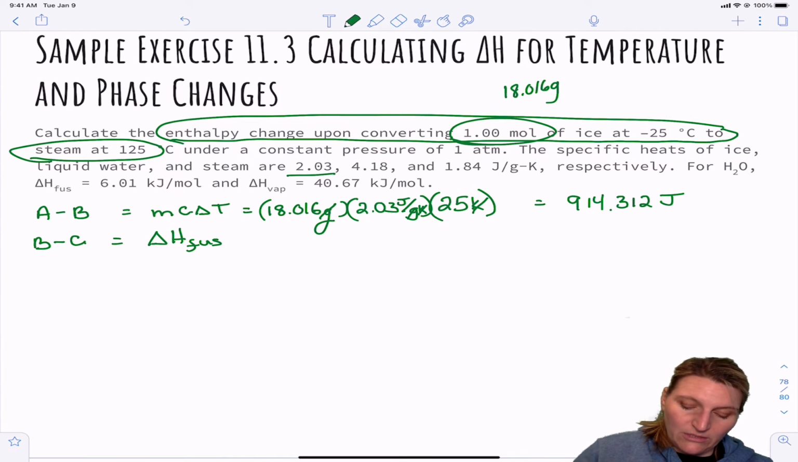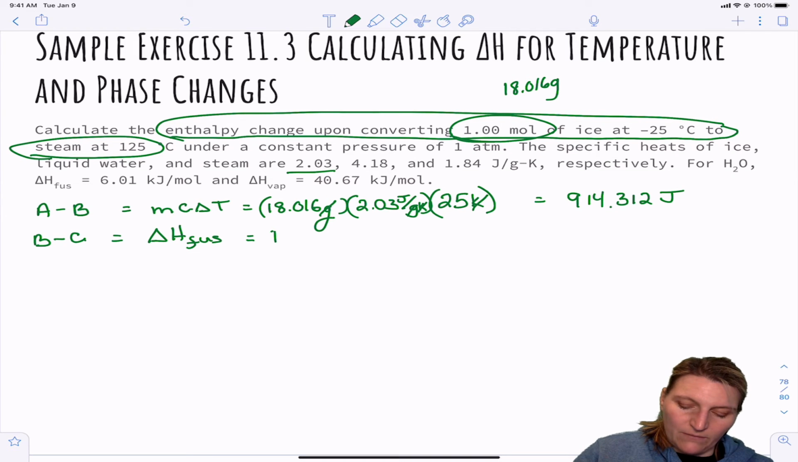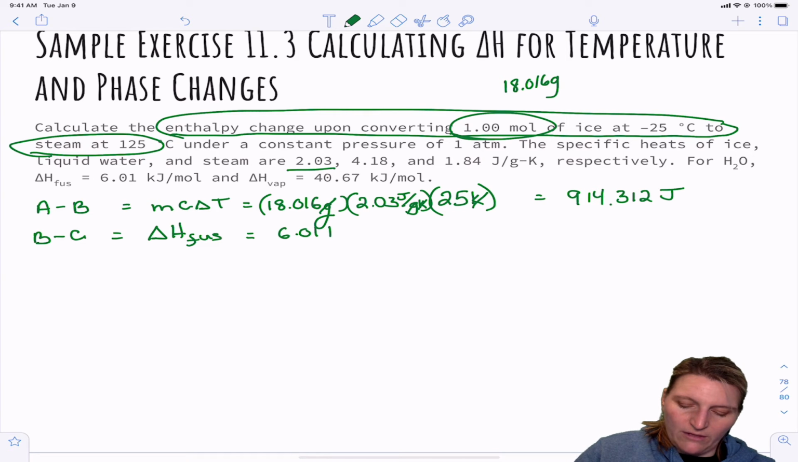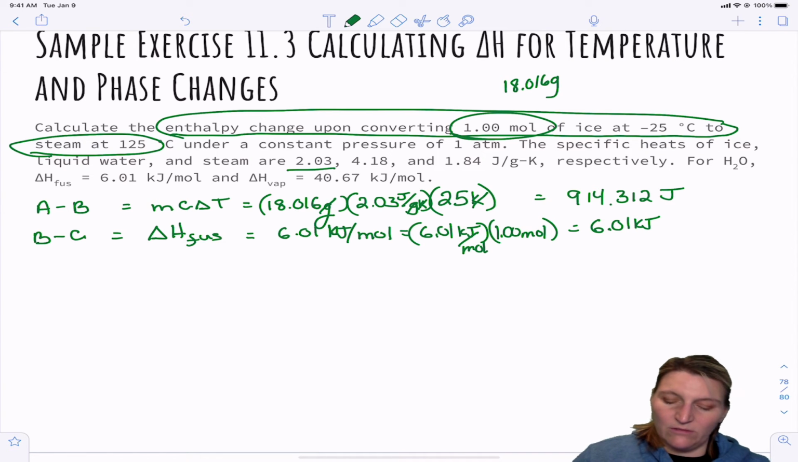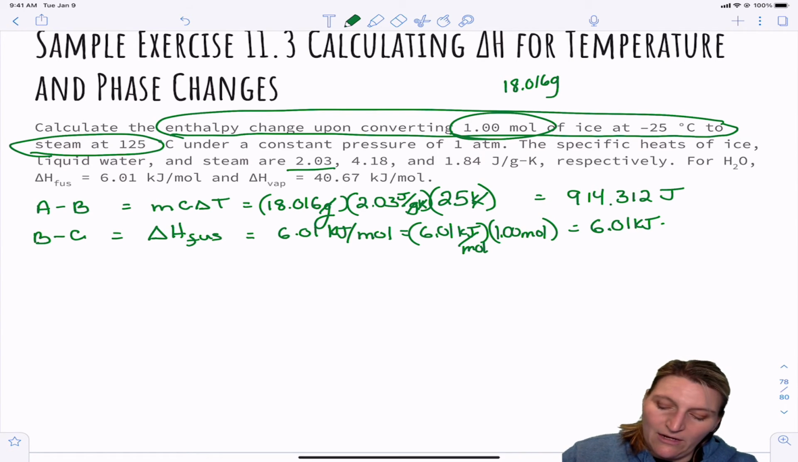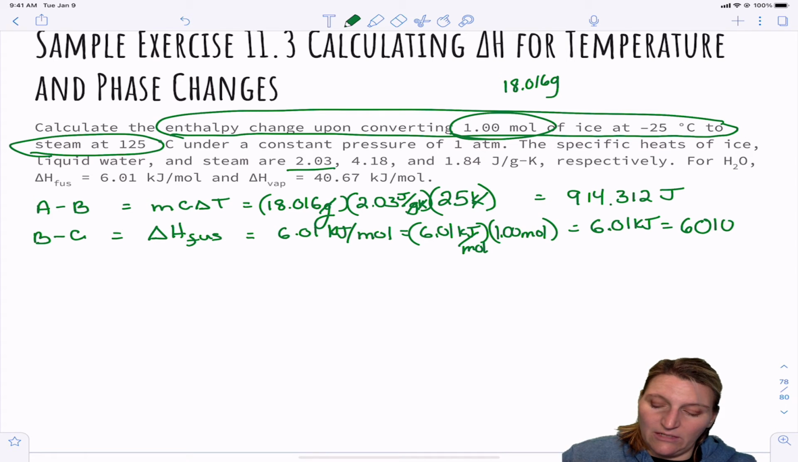And according to the table, let me erase that. It is 6.01 kilojoules per mole. And so 6.01 kilojoules per mole times 1.00 moles equals 6.01 kilojoules. So I'm going to have to do something to that. If I'm going to need to add them all up, I should change that maybe to just regular joules. So 6,010 joules.